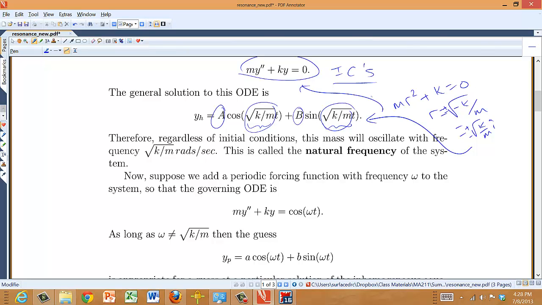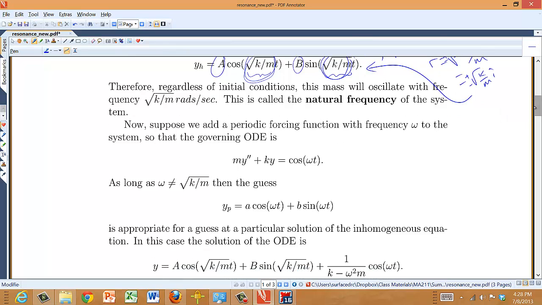Anytime I ask for the natural frequency of a spring mass system or a spring mass damper system, I mean this thing right here. I'm looking for the frequency that's inside the solution to the unforced equation.